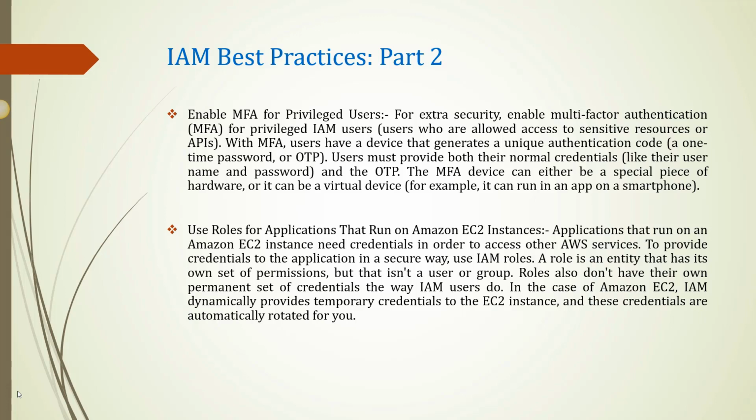Now second is use roles for applications that run on Amazon EC2 instances. Applications that run on an Amazon EC2 instance need credentials in order to access the other AWS services. To provide credentials to the application in a secure way, use IAM roles. A role is an entity that has its own set of permissions, but that is not a user or group. Roles also don't have their own permanent set of credentials the way IAM users do. In the case of Amazon EC2, IAM dynamically provides temporary credentials to the EC2 instance, and these credentials are automatically rotated for you.